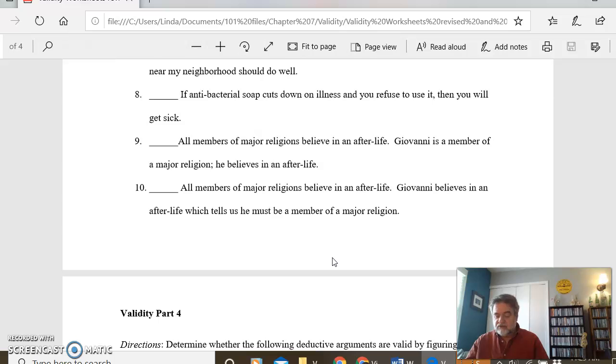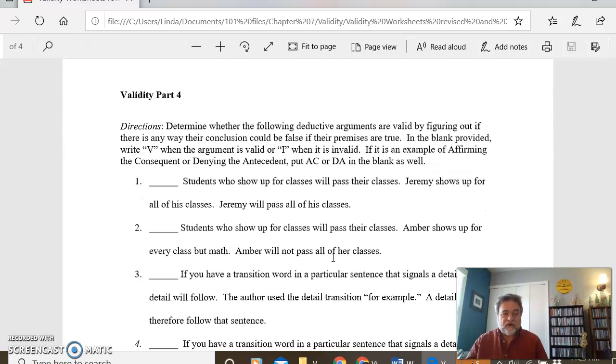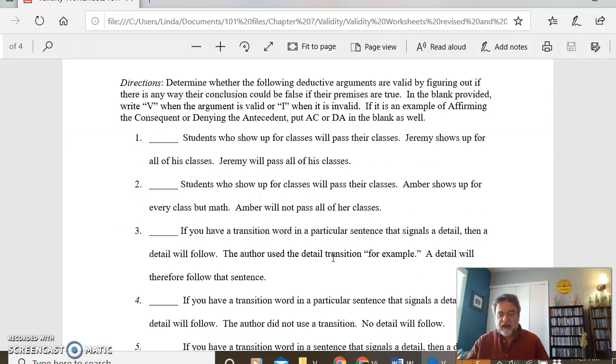I can see I won't get through in just a few minutes. We'll have to go to 2 parts. Let's try and get through part of these anyway. Validity part 4. Okay, here you had to stipulate a little more precisely why something's invalid.